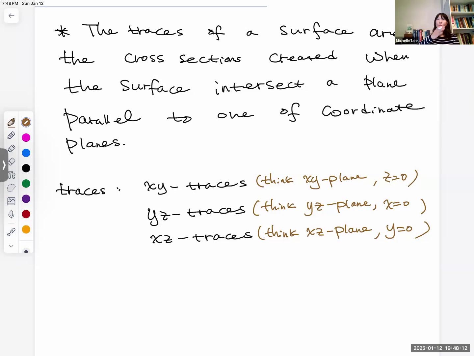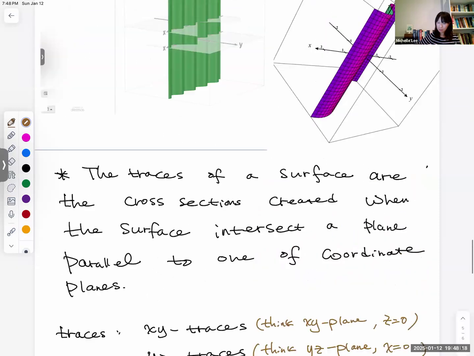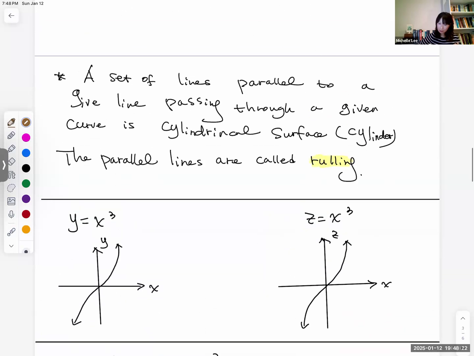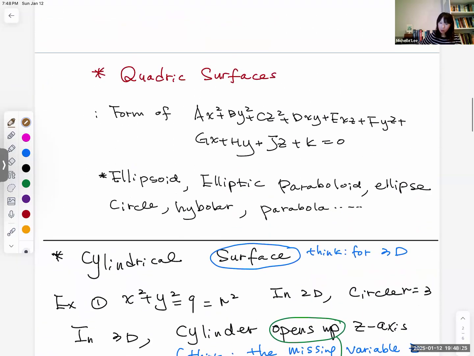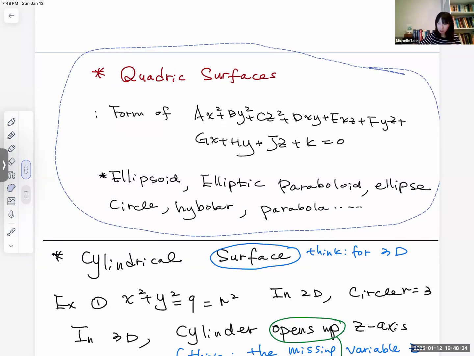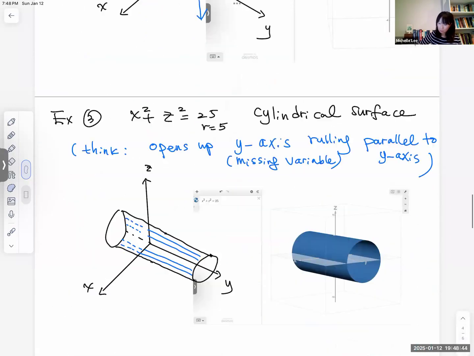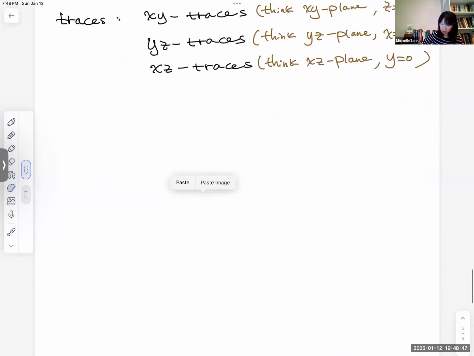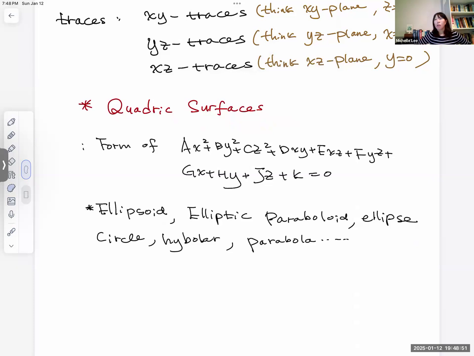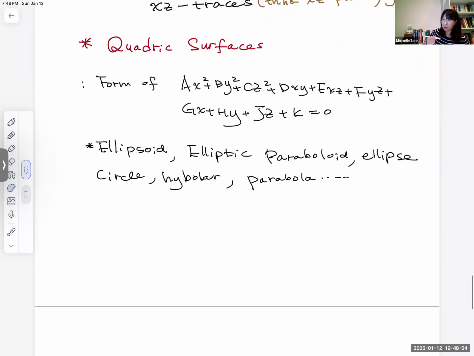Okay, let's do quadric surfaces. So we talked earlier, right? Let me bring back the quadric surfaces. So we have ellipsoid, elliptic paraboloid, ellipse, circle, hyperbola, parabola, etc. Right? Okay, copy. Okay, ellipsoid. Let's talk about the ellipsoid.